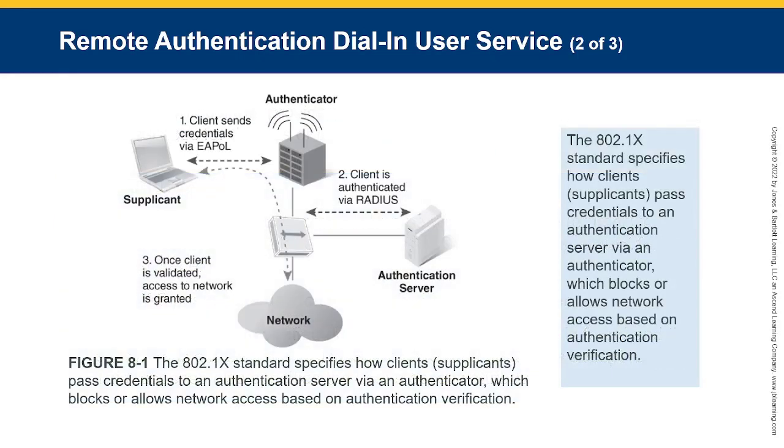So here's how it works. One, the client sends a credential via EAPOL. It goes to the authenticator. The client is authenticated via RADIUS, which the authenticator sends back to the network. Once the client is validated, access to the network is given.